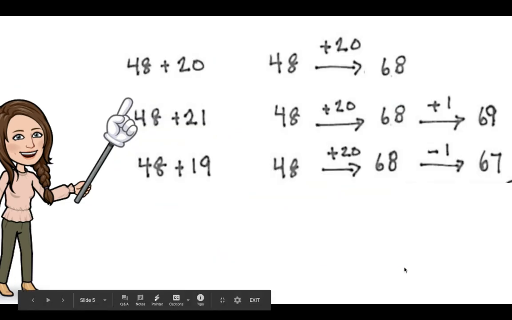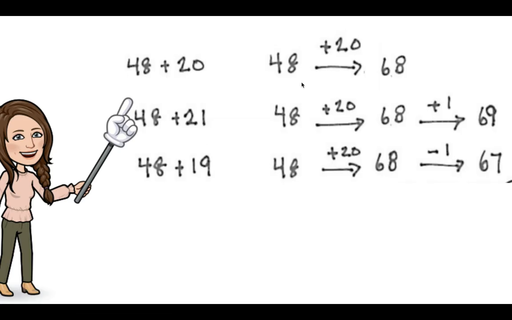Let's look at this written out. 48 plus 20. This is the arrow way strategy. 48, we add 20, and we have 68.